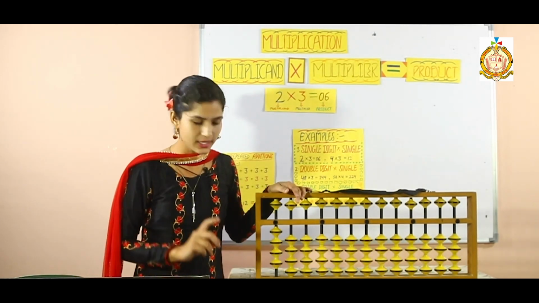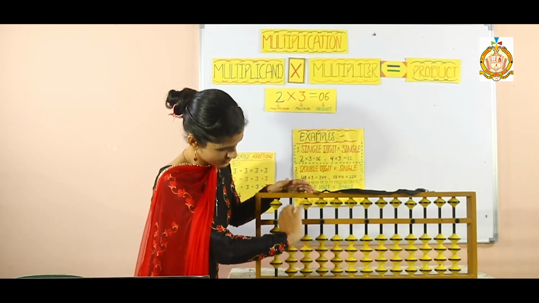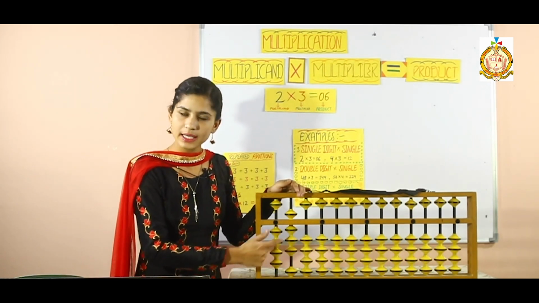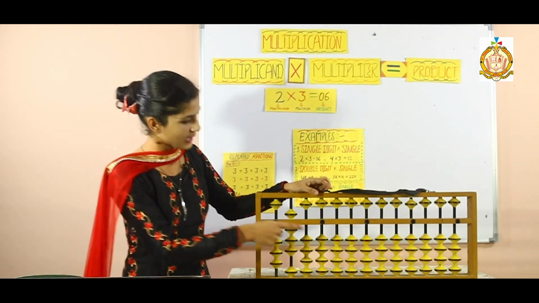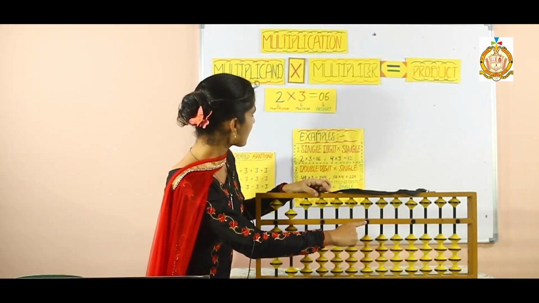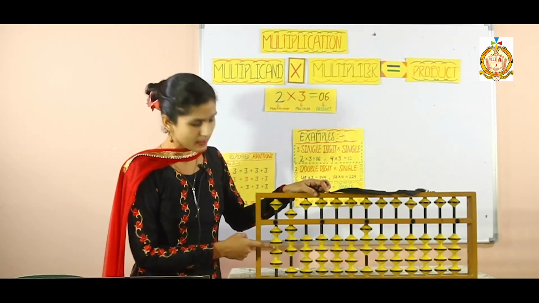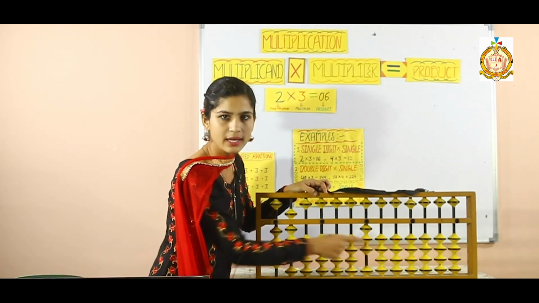8 is a butterfly number. So together we have to add. So 48 is added, the multiplicand is added. Okay, now come to the multiplier. Now the dot is here, the multiplier is 3. Add 3 beads. Multiplicand is added, multiplier is added.